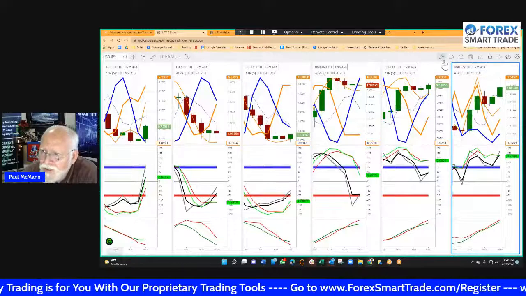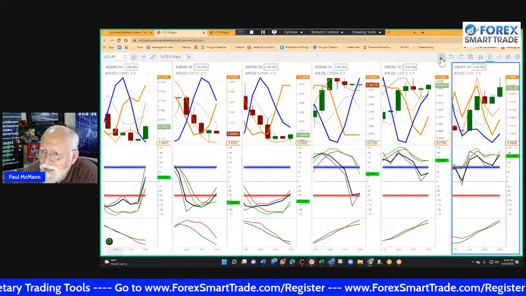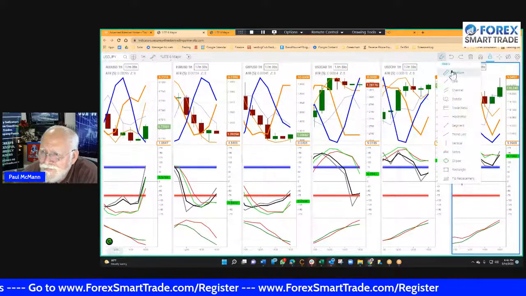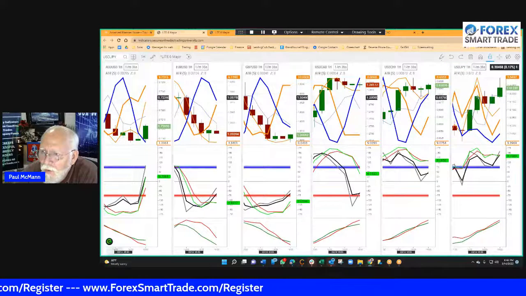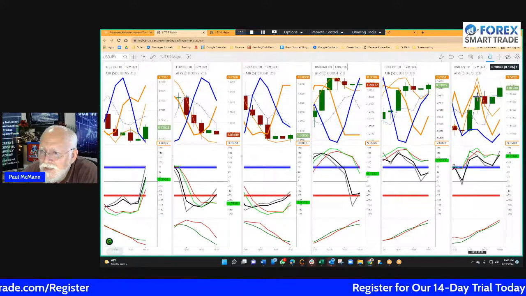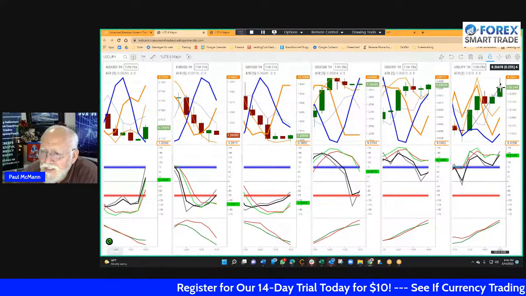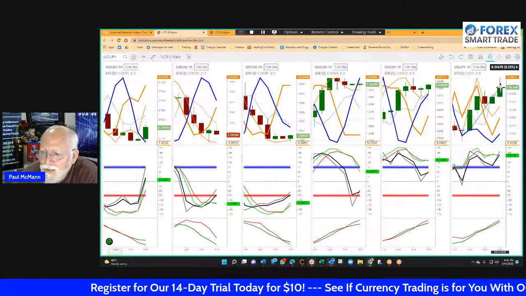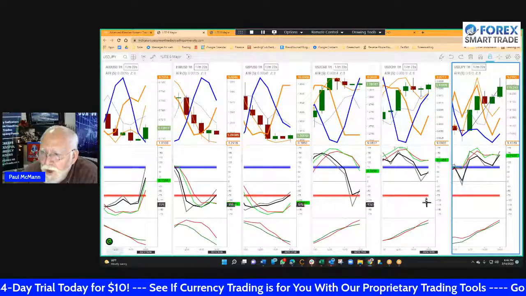We just, let's see here. You can see we got 20 pips, 26 pips while it's been overbought. A move of 26 pips while it's been overbought.